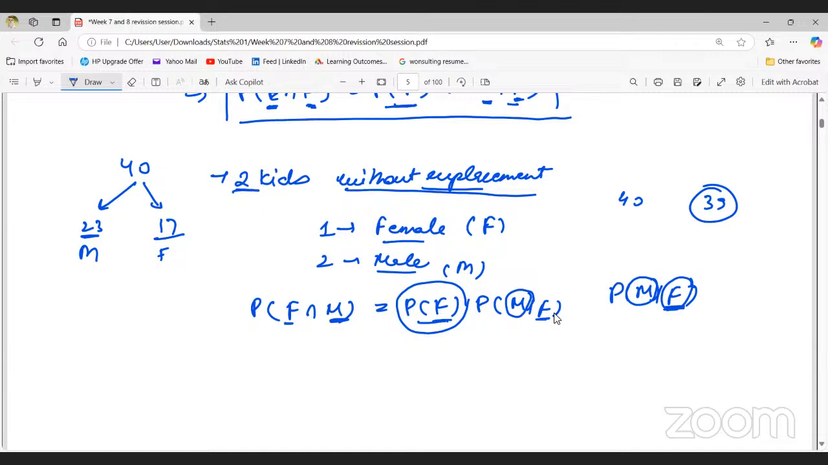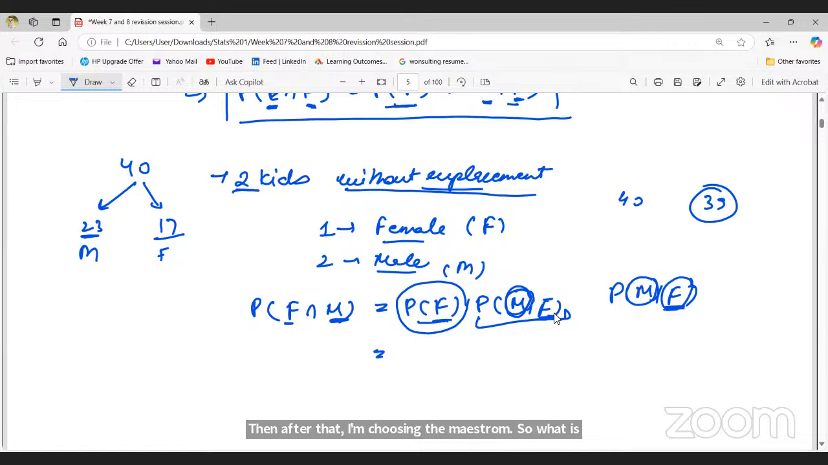Probability of intersection. No, but here it is not asking for the common. It is asking first student male, then female. This is a situation where the probability of F is a condition. Like I have chosen the first student as female, then after that I am choosing the male student. So what is that probability?